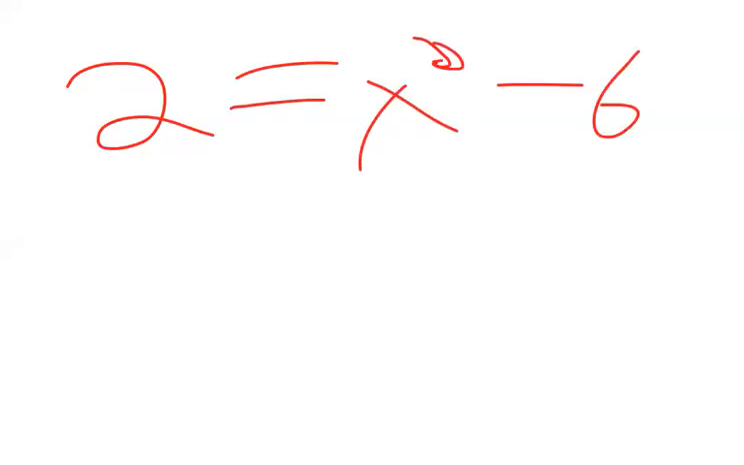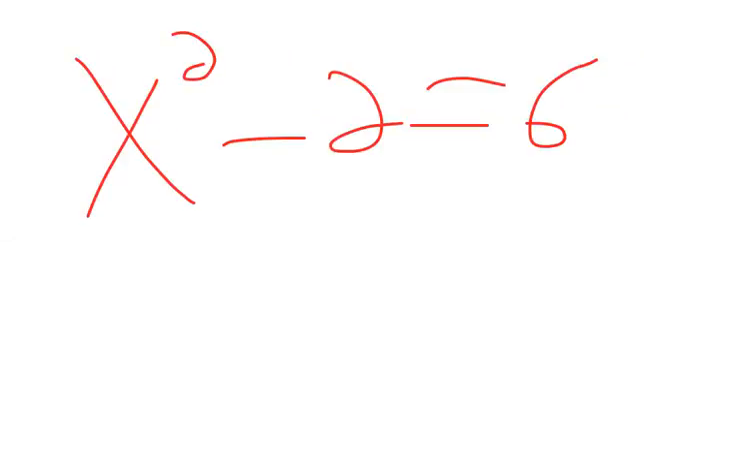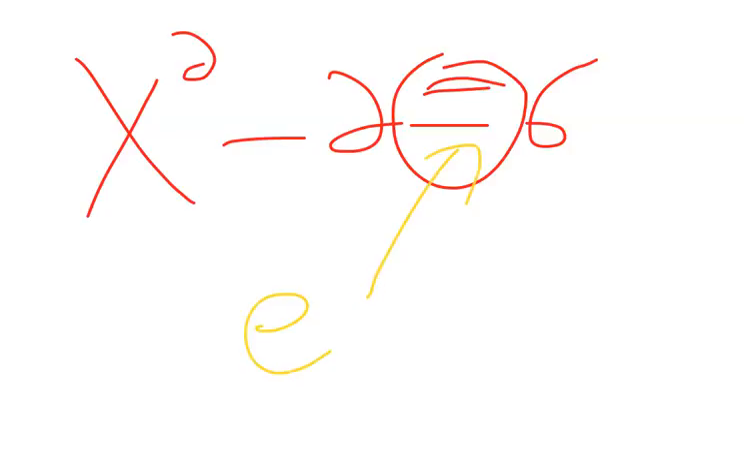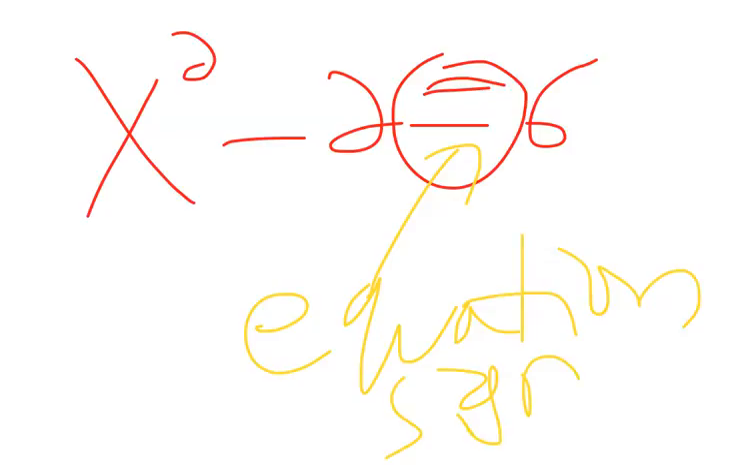I don't know, 2 equals x squared minus 6 or something like that. This is a quadratic equation. Actually, I'll make a better one: x squared minus 2 equals 6. This is an equation. Why? Because there is an equal sign. That's really the significance, because now you have two sides that you can work with and solve for x and do whatever you want.